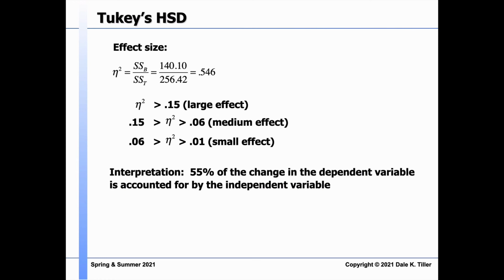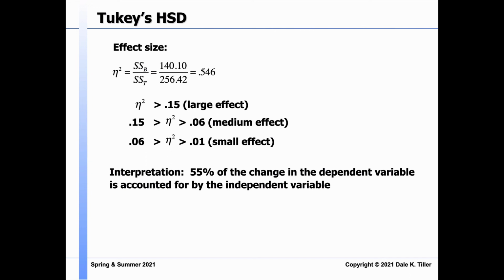Effect size is calculated as follows. Eta squared is equal to the sum of squares between term divided by the sum of squares total term. We've completed the calculation here, and our effect size is 0.546. Any value of eta squared that's greater than 0.15 is determined to be a large effect. Between 0.06 and 0.15 is determined to be a medium effect, and between 0.01 and 0.06 is determined to be a small effect.